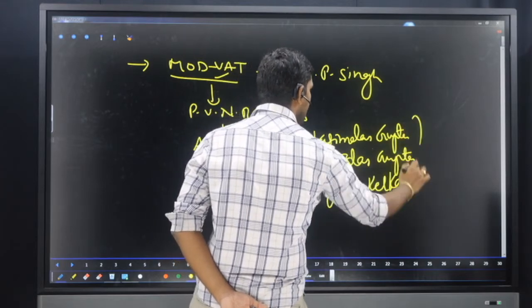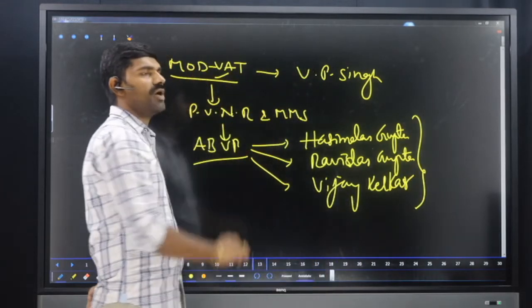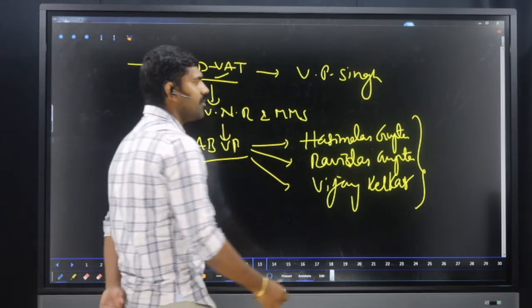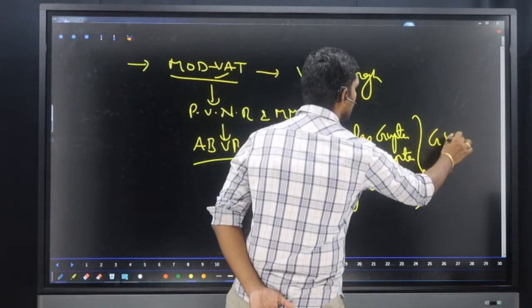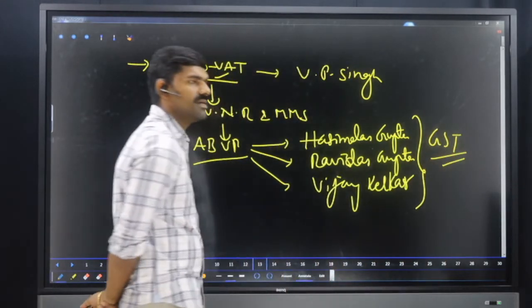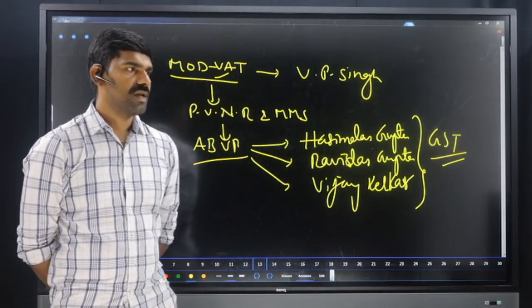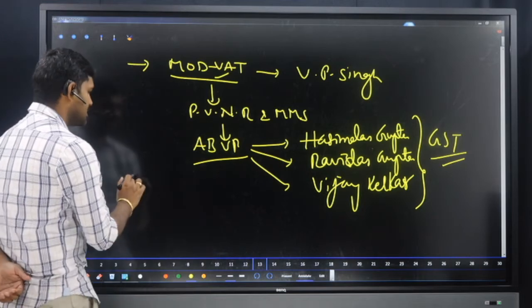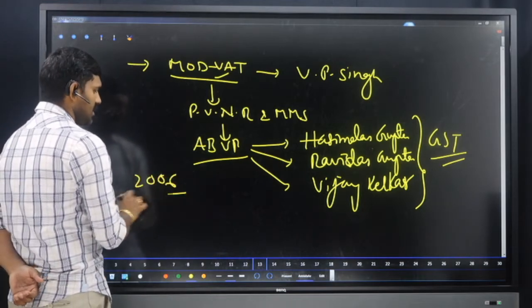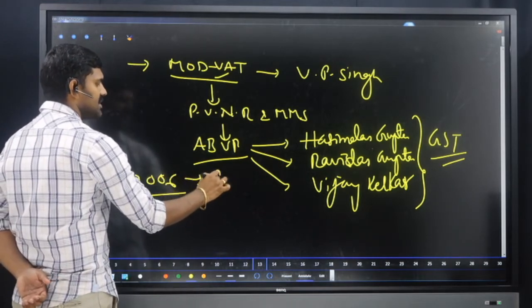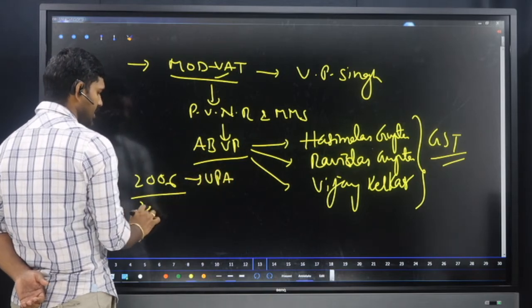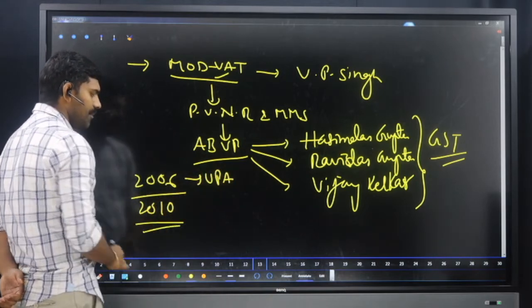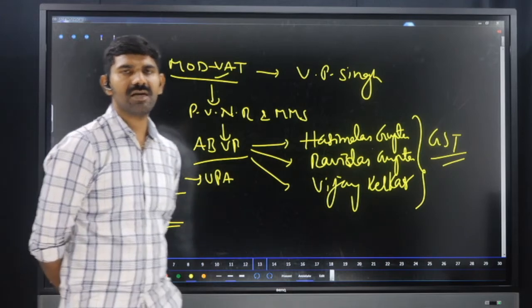These three committees worked on VAT, MODVAT and everything, and they developed a model called the GST model. When they developed this GST model in 2006, the UPA government said that by 2010 they were going to bring in GST. But the states were not supporting the UPA government.